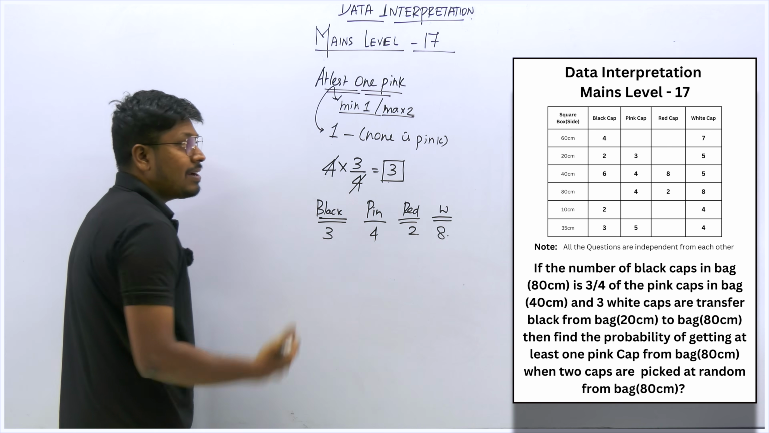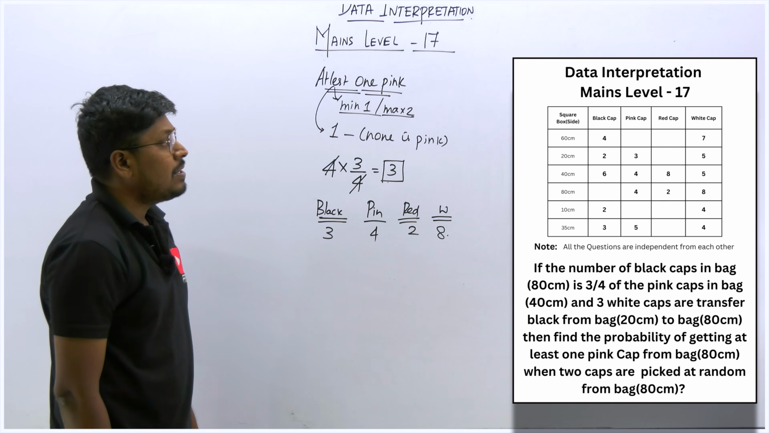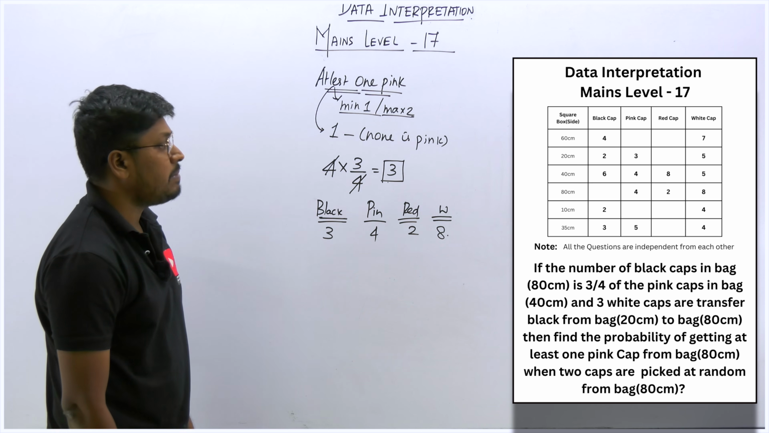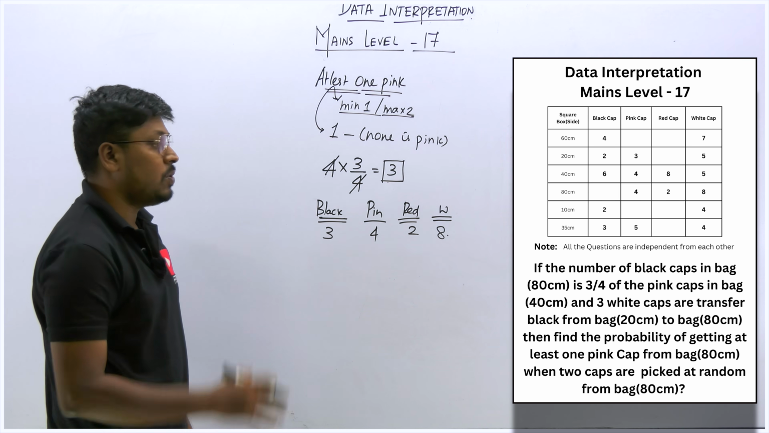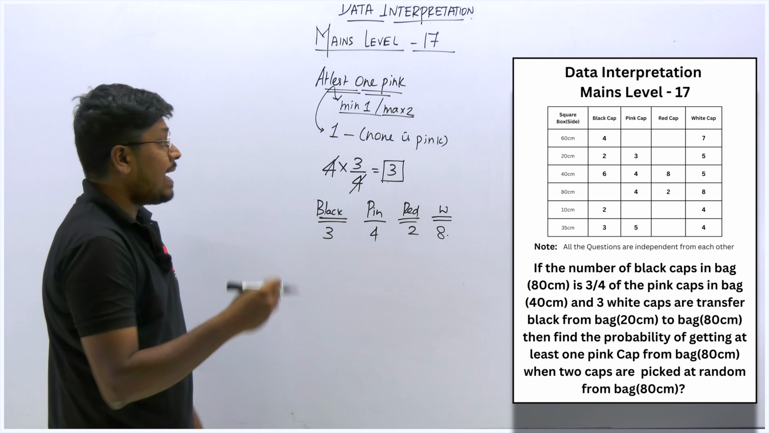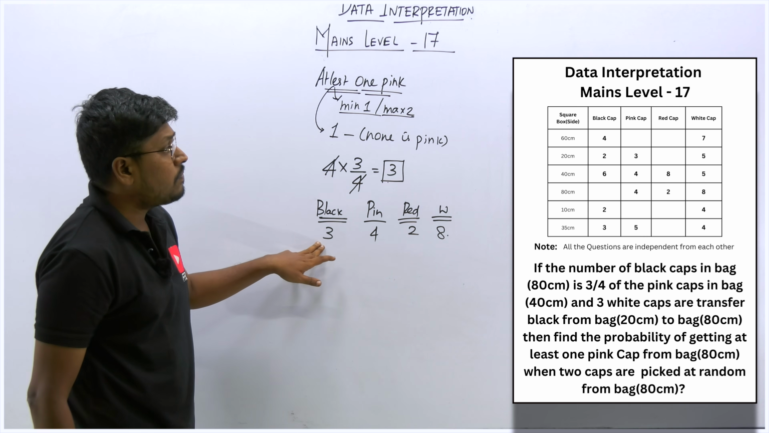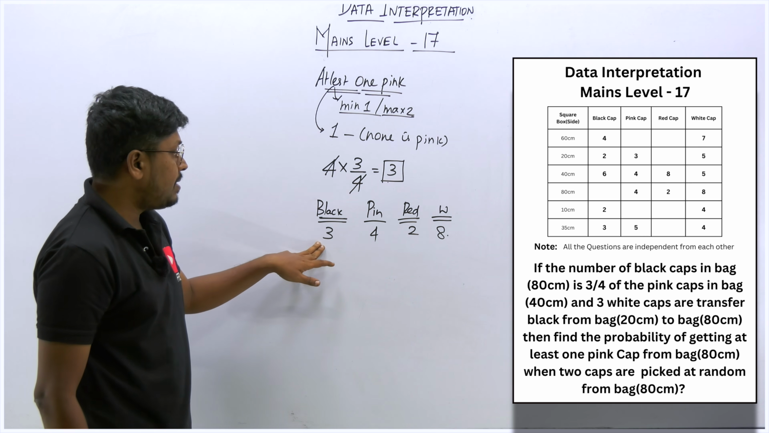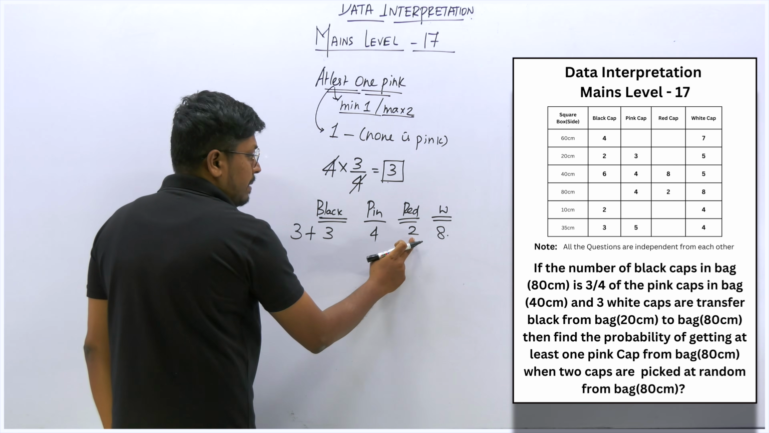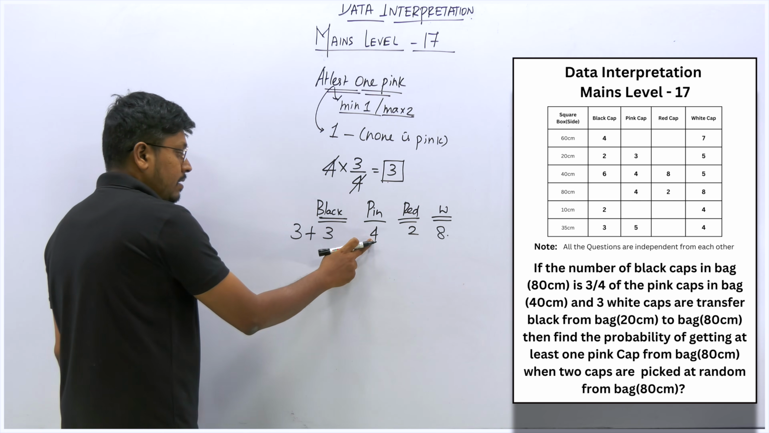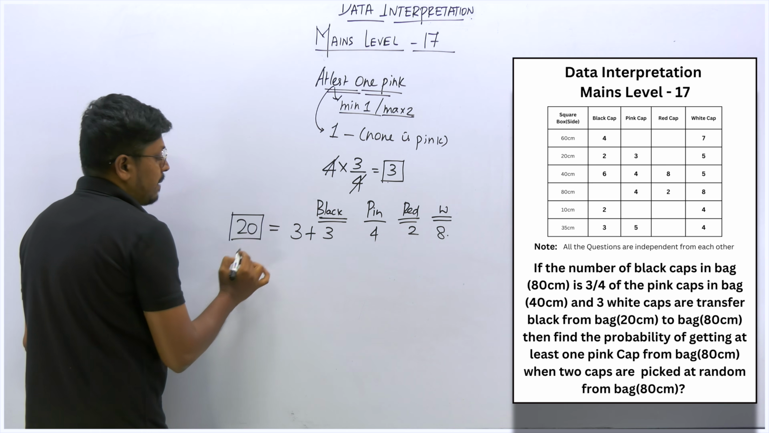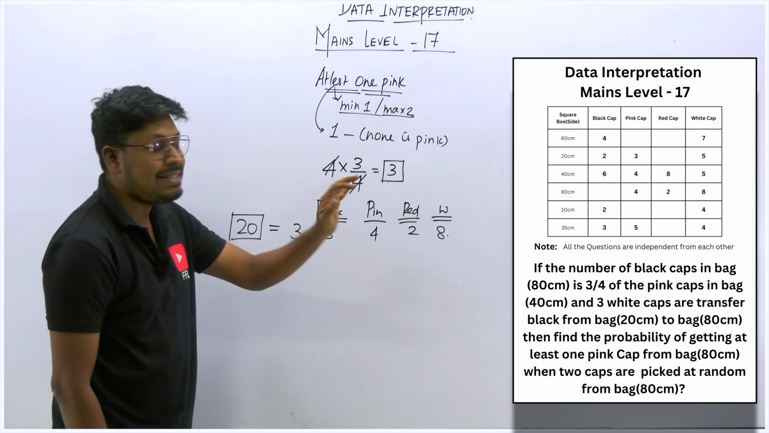So all the values they have directly given, but they have given another point. 3 white caps are transferred to black from the bag of 20 centimeter. In the 20 centimeter bag, white color total is 5. From that 5, they are transferring 3 white caps to the black bag of 80 centimeter. So 3 additional caps have been added. So add 3 here. Now 8 plus 2 will be 10, 10 plus 4 will be 14, 14 plus 6 will be 20. So now totally there are 20 caps in the bag of 80 centimeter.